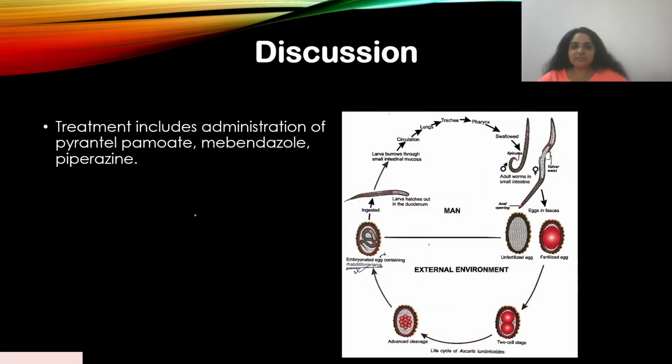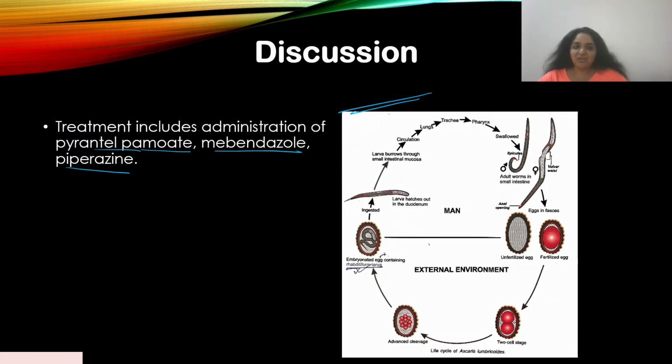So what you see here is the life cycle of Ascaris. You can go through this. The treatment includes administration of pyrantel pamoate, mebendazole, and piperazine. These are the medicines that are used for treatment of Ascaris. Ascaris is dangerous. That is why it is important to clean, to wash, to make sure you're not drinking contaminated water and not eating contaminated food, so it is important to be careful.